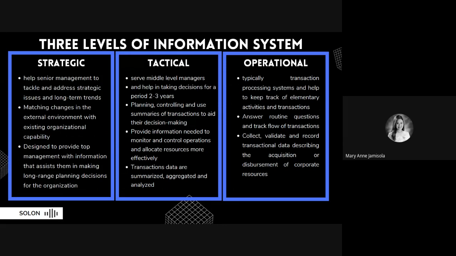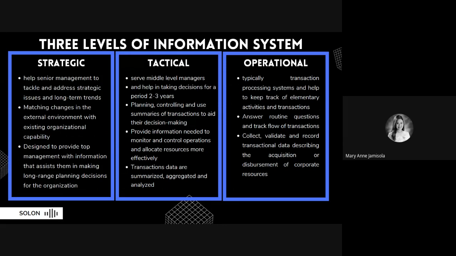In tactical systems, transactions data are summarized, aggregated, or analyzed. Their purpose is not to support the execution of operational tasks, but rather to help the manager control these operations. So, again, the strategic level of information system refers to the top management. This helps the top management. The tactical level helps the middle management.